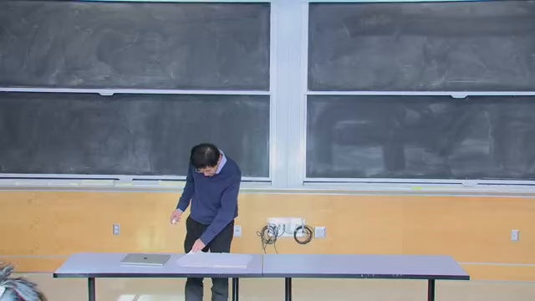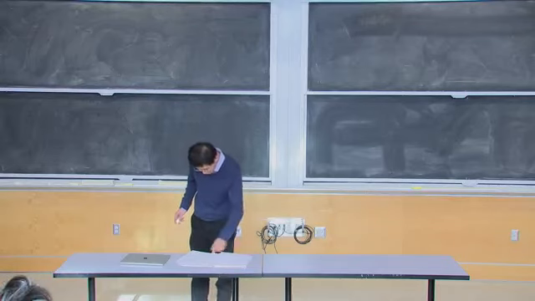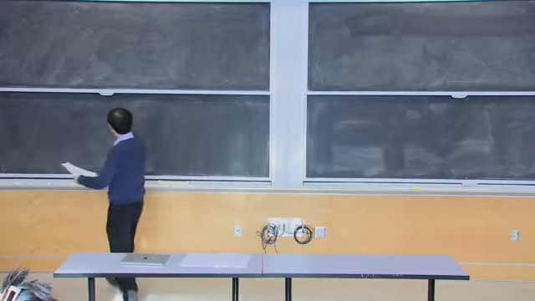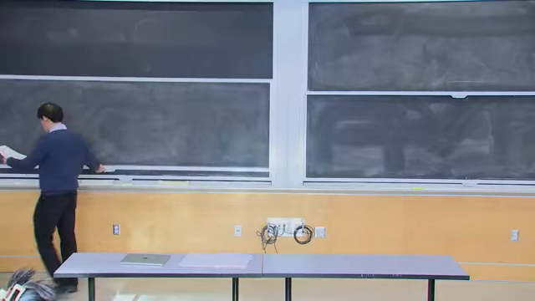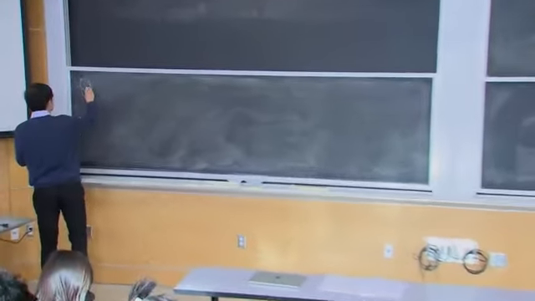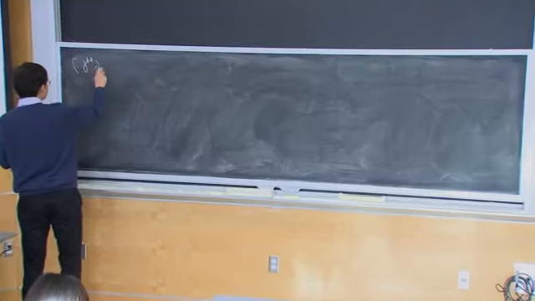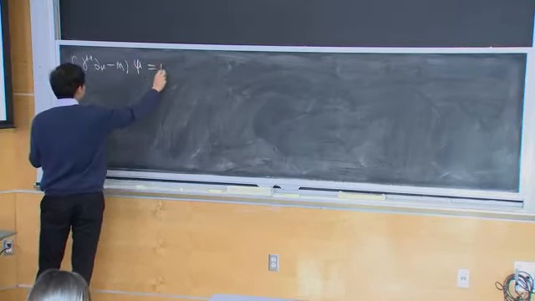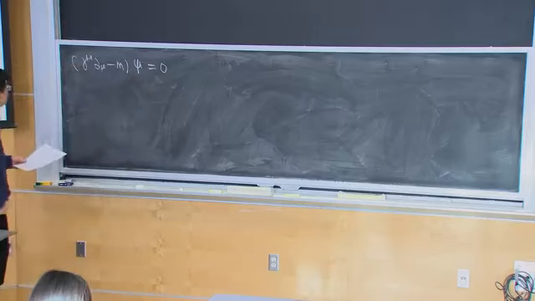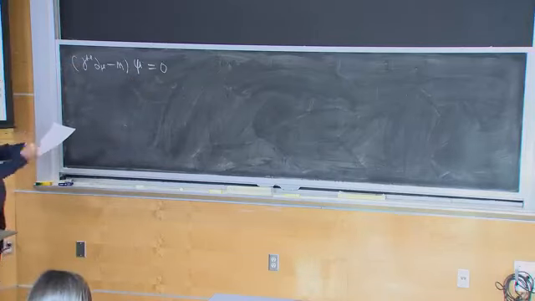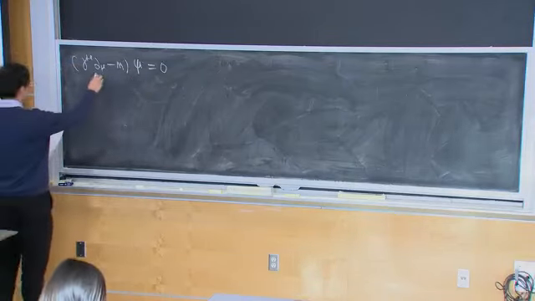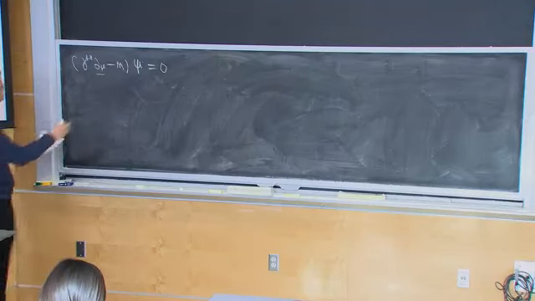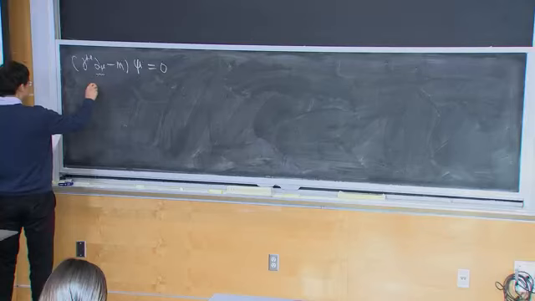So last time we talked about the Dirac equation. The Dirac equation has the following form: gamma mu, partial mu, minus m, psi equals 0. Okay? So here we have two spaces. One is your standard physical space-time, with x mu.